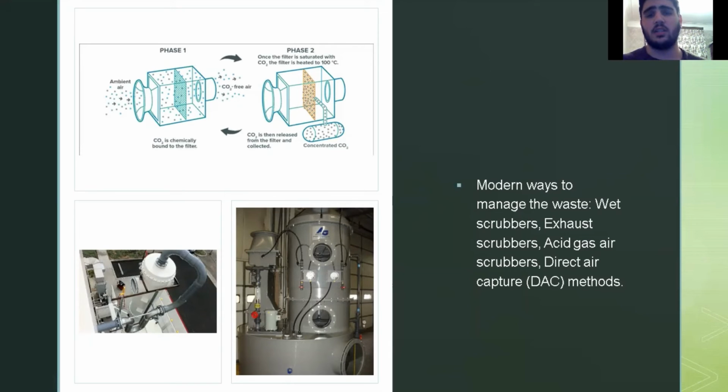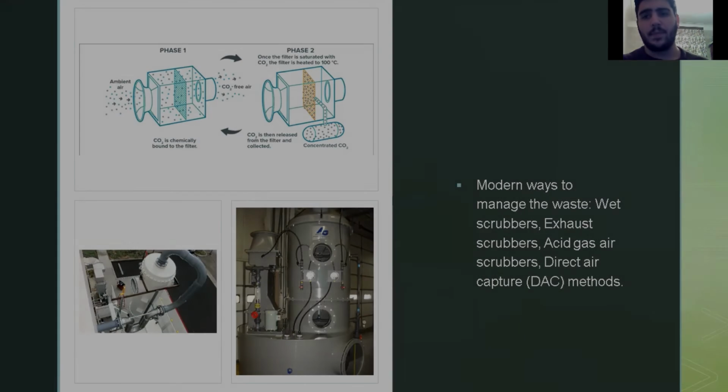Moreover, there are other advanced technological methods like air scrubbers, ammonia air scrubbers, fume scrubbers, and emergency air scrubbers.